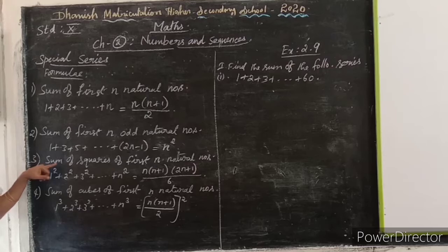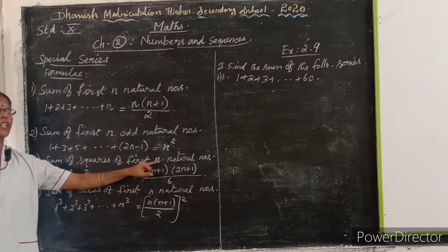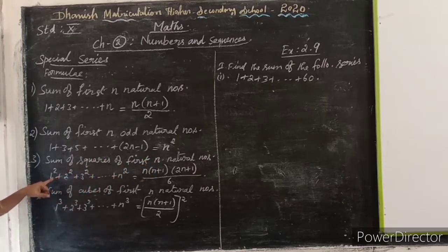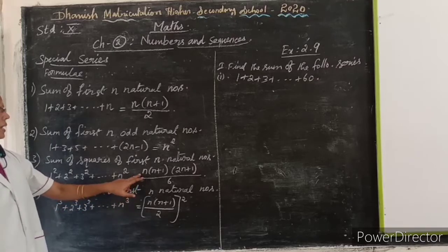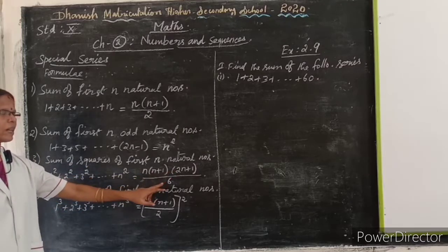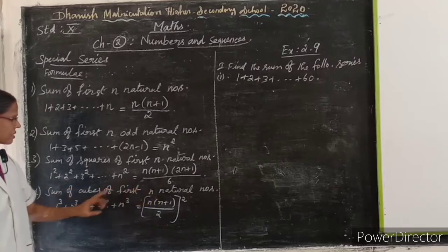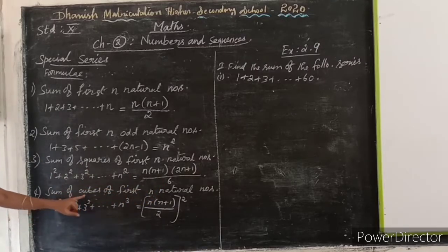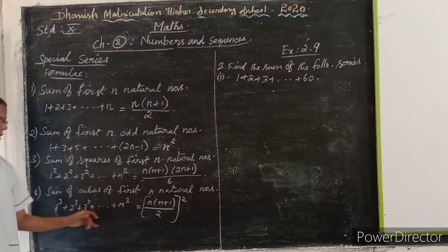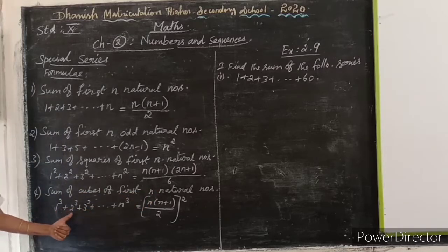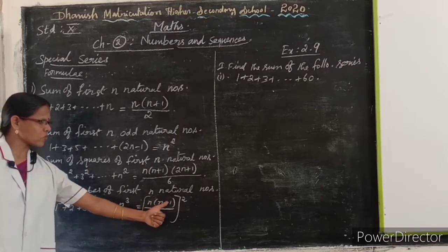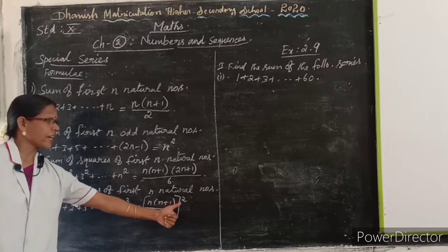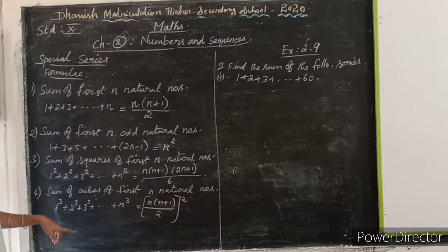Third formula, the sum of squares of the first n natural numbers: 1 square plus 2 square plus 3 square plus etcetera up to n square is equal to n into (n plus 1) into (2n plus 1), whole divided by 6. Fourth formula, the sum of cubes of the first n natural numbers: 1 cube plus 2 cube plus 3 cube plus etcetera up to n cube is equal to [n into (n plus 1) by 2] whole square. These are very important formulas.